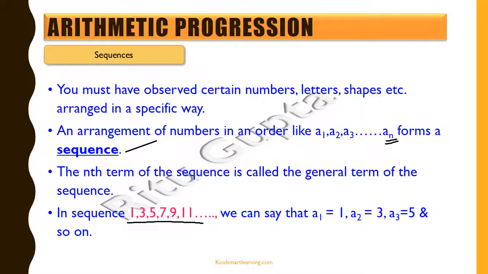Now in a sequence, say we were taking the sequence 1, 3, 5, 7, 9, 11 and so on, we can say that the first term, which means A1, is 1, A2 is 3, A3 is 5. So A1, A2, A3 are representing the first term, second term, third term and so on.